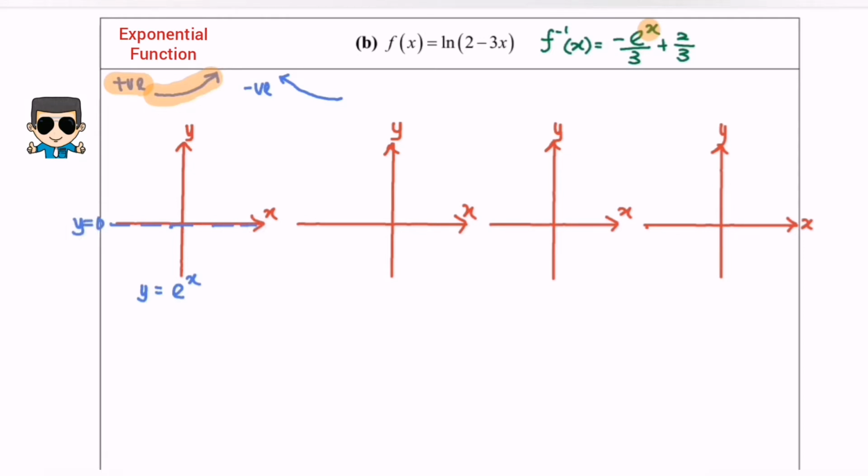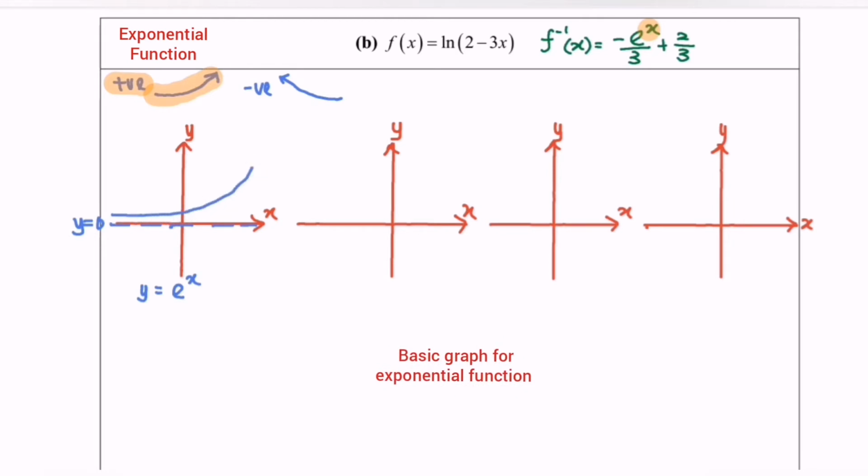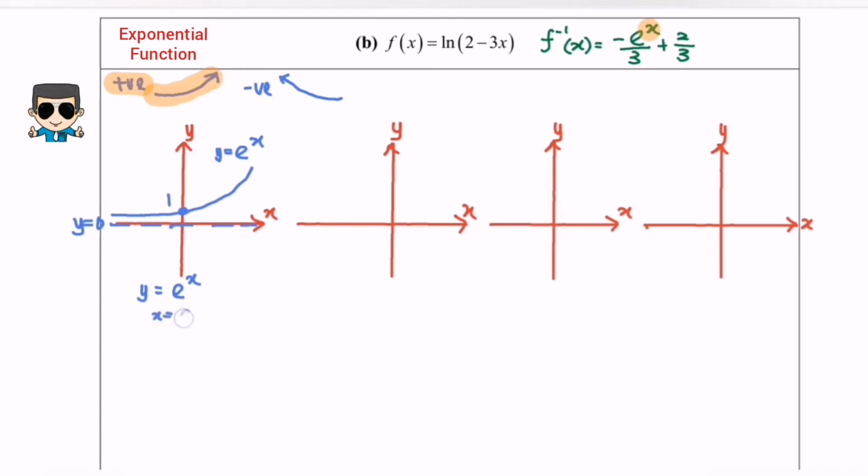For e to the power of x, we have the positive coefficient for the power, so the graph will be something like this, from the left towards the right. So y equals e to the power of x. And as we all know, the y-intercept will be equal to 1, because when x equals 0, y will be equal to e to the power of 0, so y becomes 1. So we have the coordinate (0, 1).